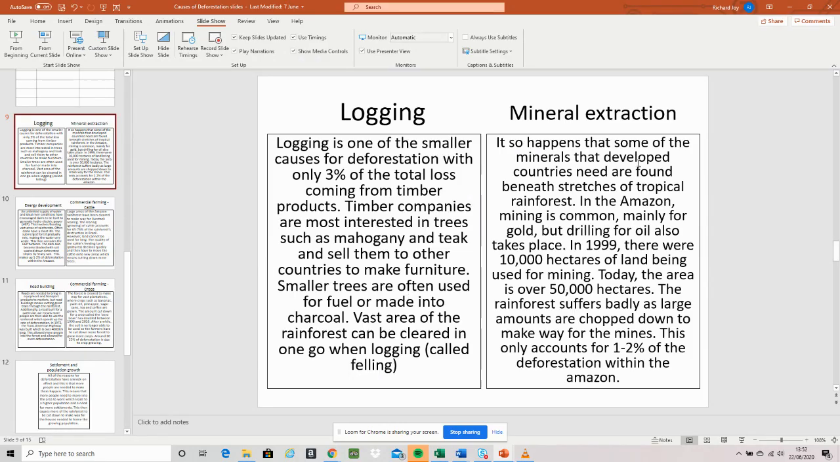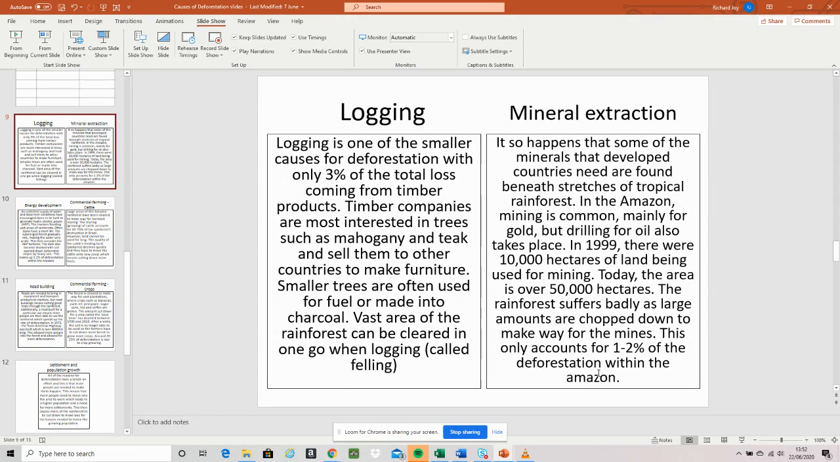Okay, so from logging, let's move to mineral extraction. Some of the minerals that can be found beneath these rainforests can be incredibly valuable. Obviously, mining is common, not just for gold, but also for iron ore, and also drilling for oil. So whilst it's only 1 to 2% of deforestation, it's a very valuable 1 to 2%.